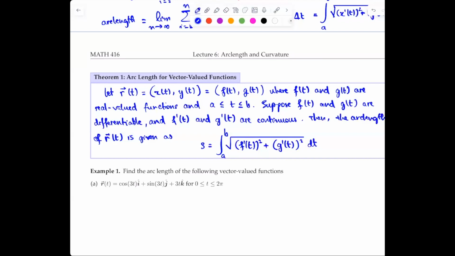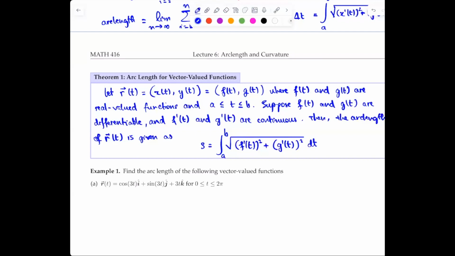All right. So this is the two-dimensional case, right? Two-dimensional vector value functions. You can apply a similar formula for three-dimensional vector value functions by adding the third component, h of t. Okay. Any questions on the arc length formula? All right, if you don't have any questions, let me move on to example one.